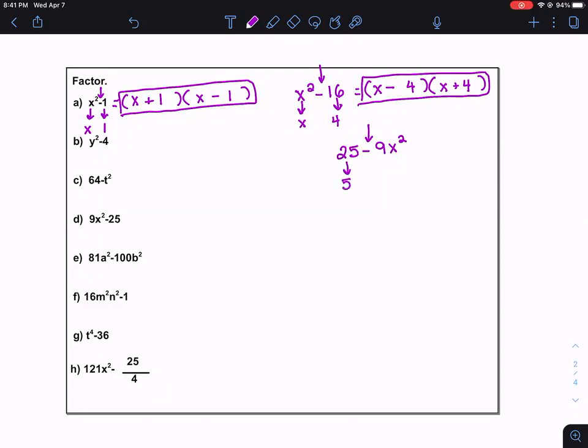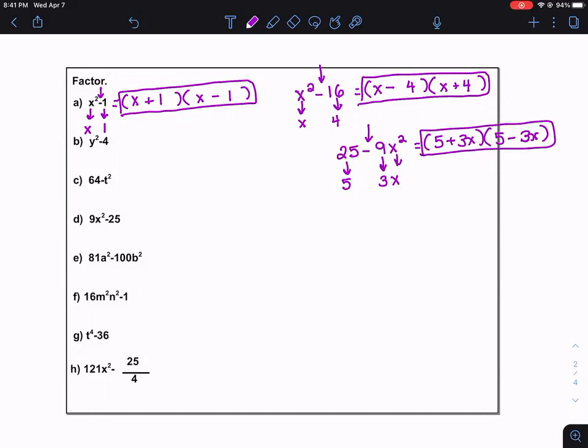25 is a perfect square. 9 is a perfect square. And x squared is a perfect square. This will factor into the same binomial. And I go in order: one is plus, one is minus in between.